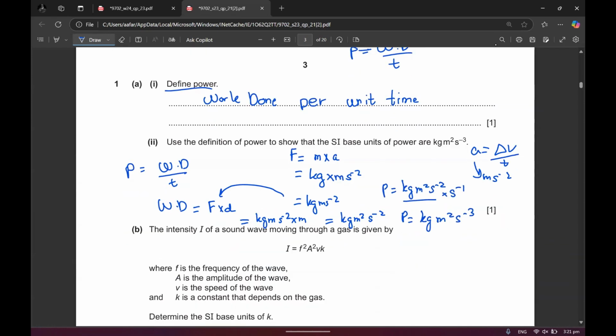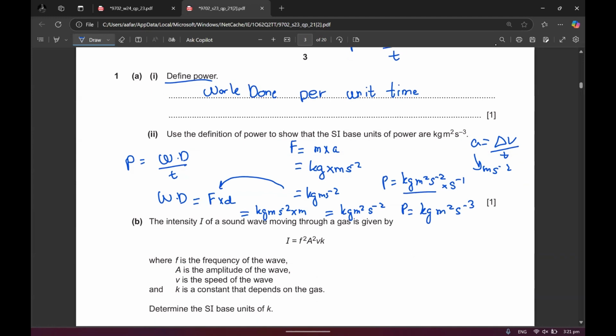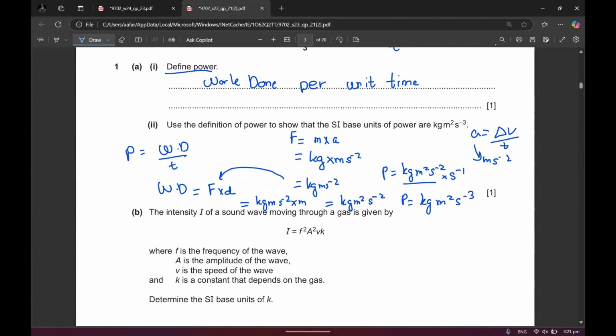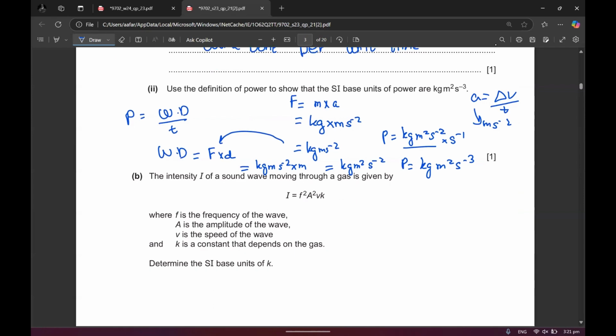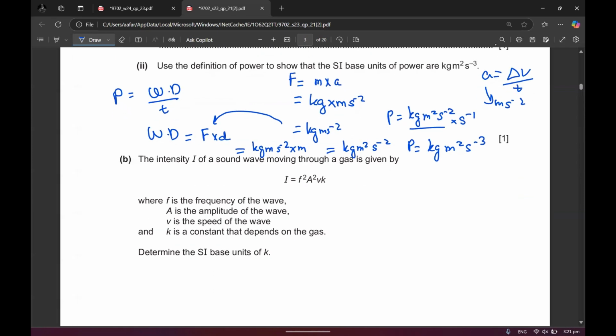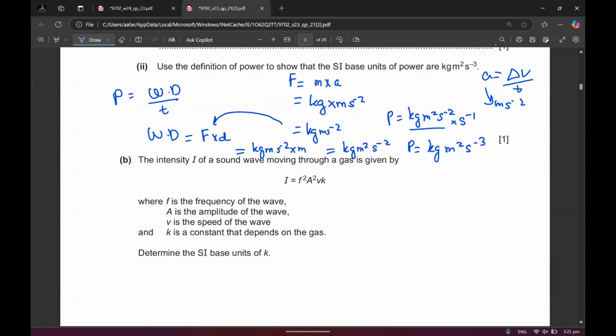The intensity I of a sound wave moving through a gas is given by frequency square, amplitude square, velocity, and k, where k is a constant that depends on the gas. Determine the SI base units of k. So basically, this is another homogeneity question, and these are very easy formulas.